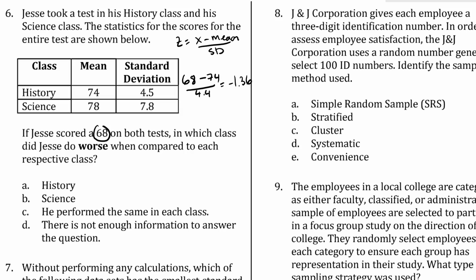And then let's do the same thing for the science class. So in this case, he still got a 68, but this time we're comparing it to 78 as the mean, but a larger standard deviation, 7.8. And in this case, we get another negative score, which is negative 1.28.